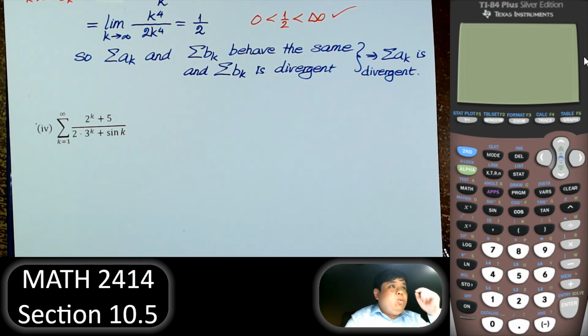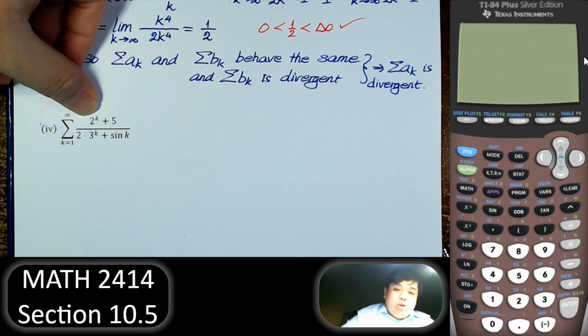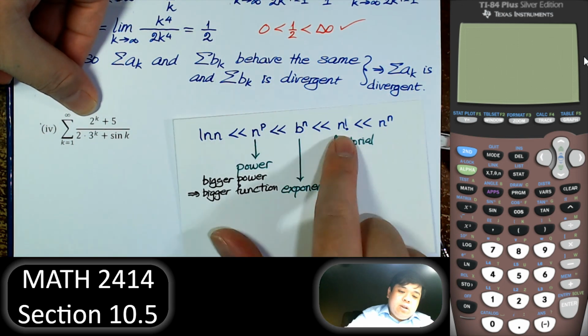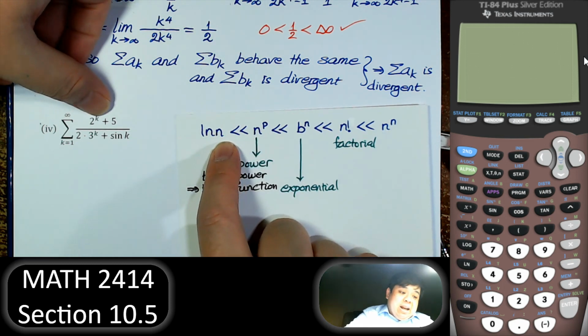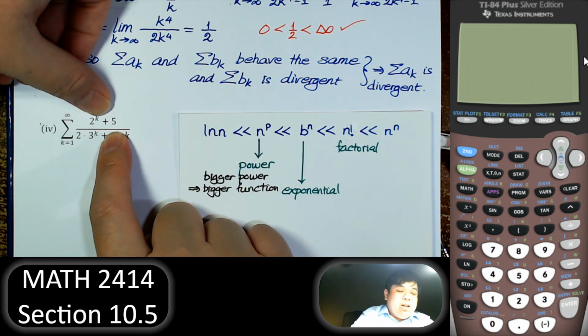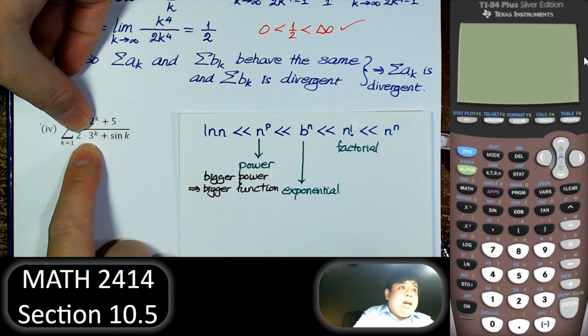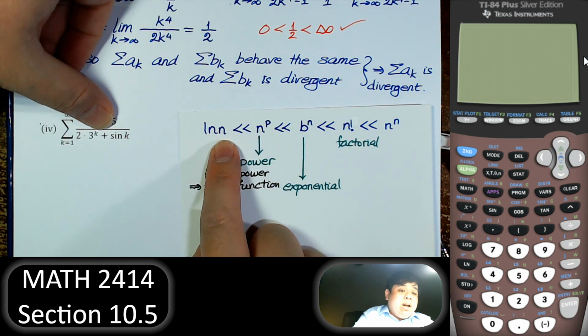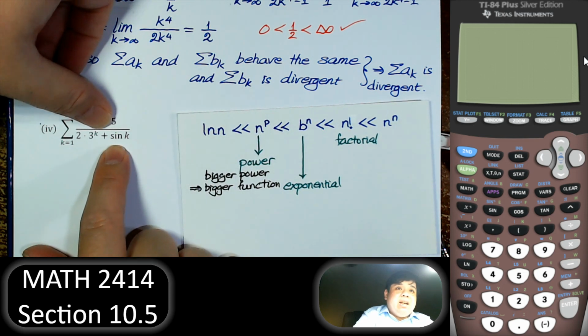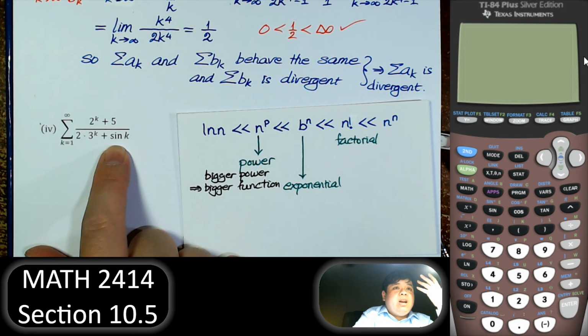Right. Now this one is a little different. What we actually compare to. But whatever it is, 2 to the k power, an exponential function, is way bigger than a power function, bigger than ln, and that's certainly bigger than 5, right? And also 3 to the k is way bigger than a power function, bigger than ln, certainly bigger than sine of k. Sine of k, the biggest value for sine of k is 1.